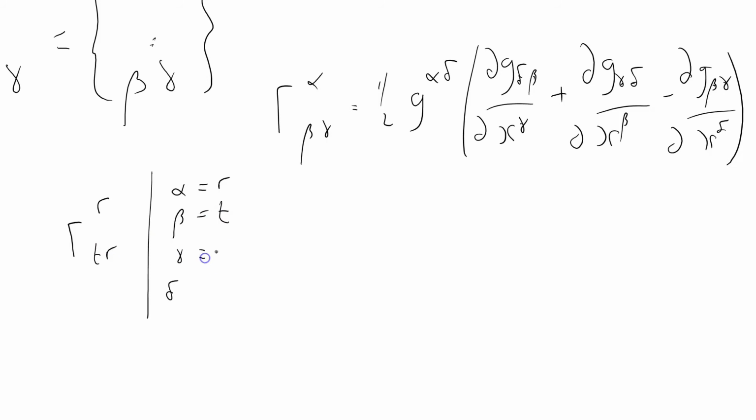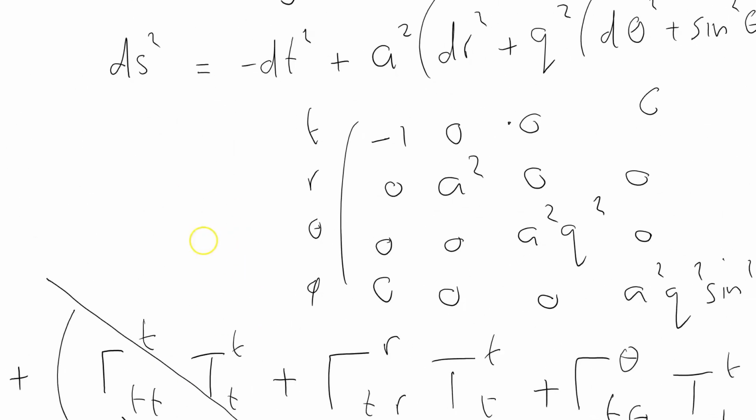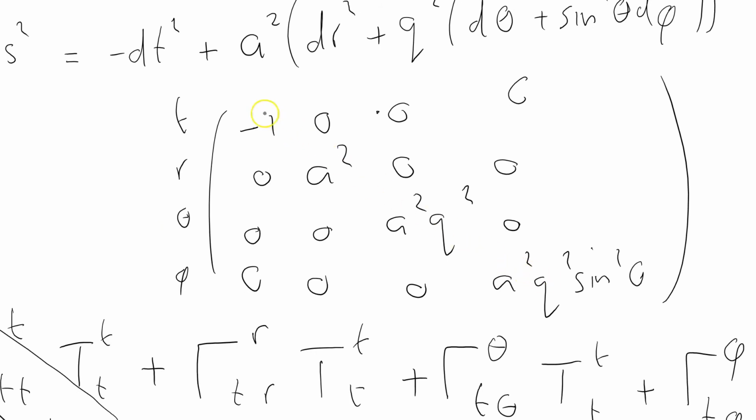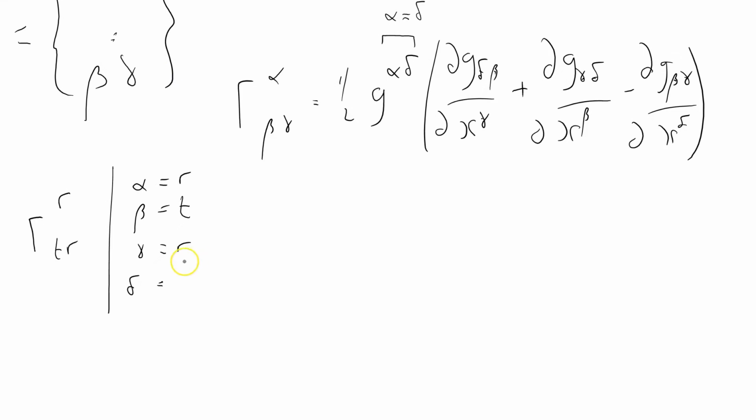Gamma equals R. Now delta is actually summed over. There's a summation over delta because it's written in the upstairs position and the downstairs. Upstairs, downstairs, upstairs, downstairs. But in this case we know that it must be equal to delta because we've taken a great deal of trouble to make our metric tensor diagonal. Look, the only non-zero terms are on the diagonal. So that makes our life a whole bunch easier. So that requires that alpha equals delta, so delta must equal R.